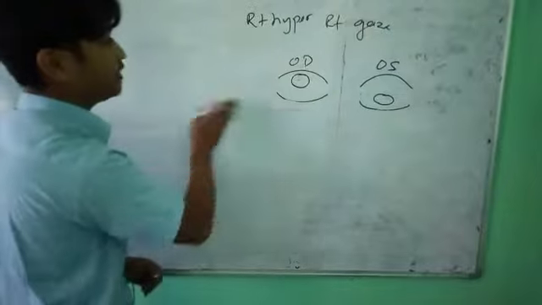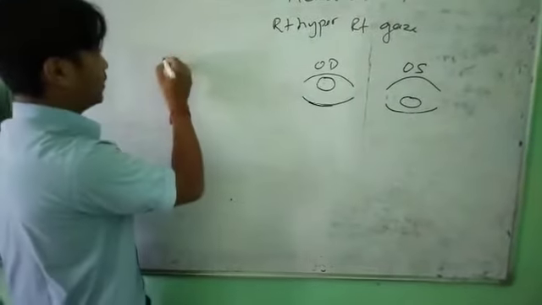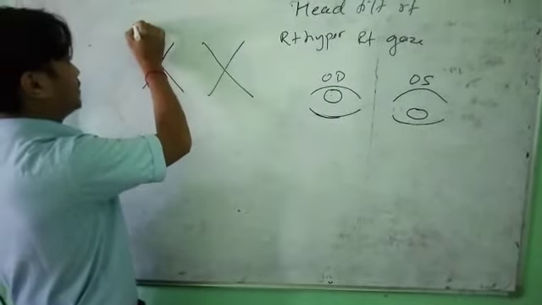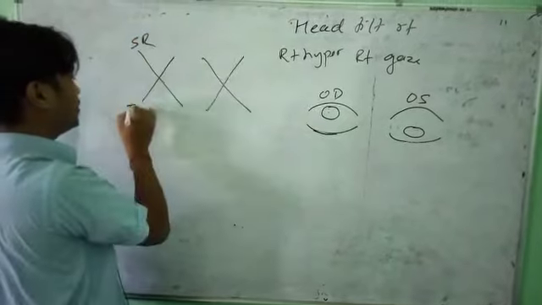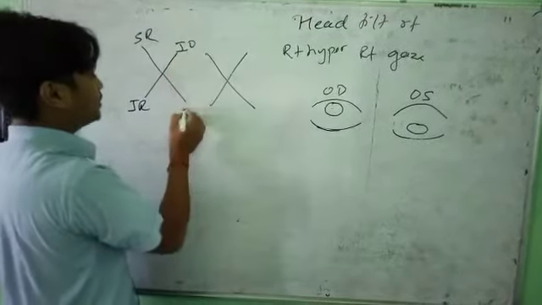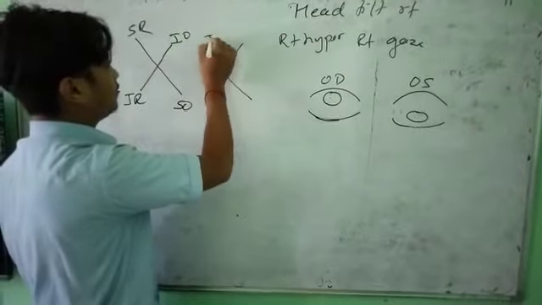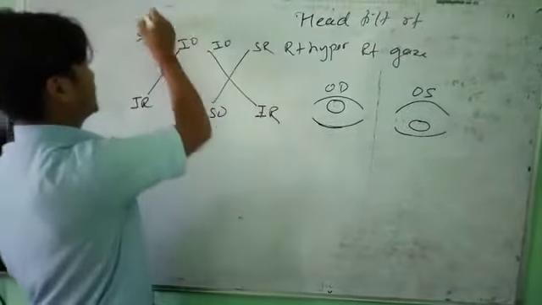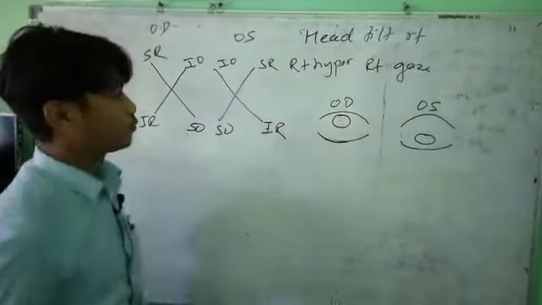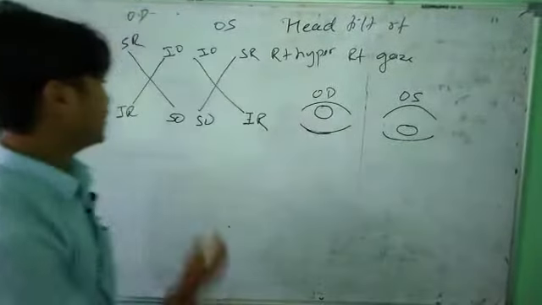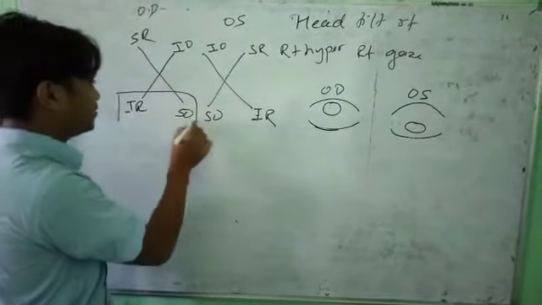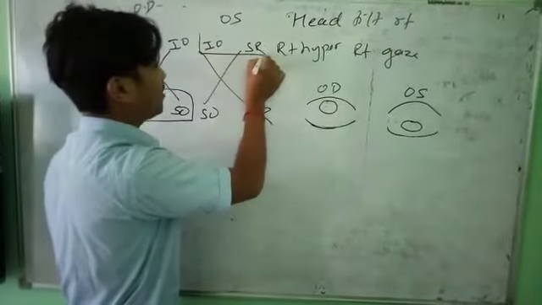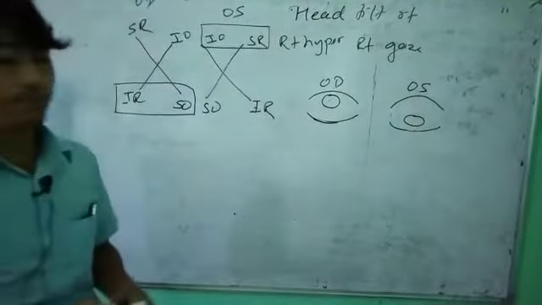So in first step what we have to consider, suppose this is superior rectus, inferior rectus, inferior oblique, superior oblique, inferior oblique, superior oblique, superior rectus, inferior rectus. This is the right eye, this is the left eye. So in first step what we find is that the depressor muscles of the right side or the elevator muscles of the left eye are paralyzed.